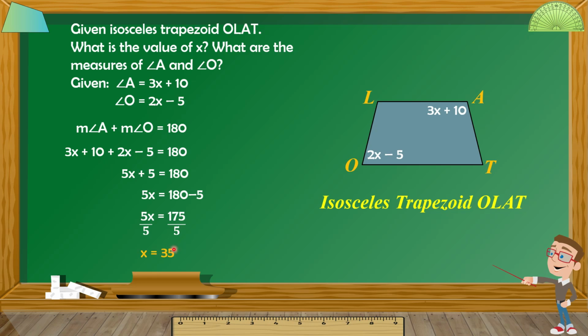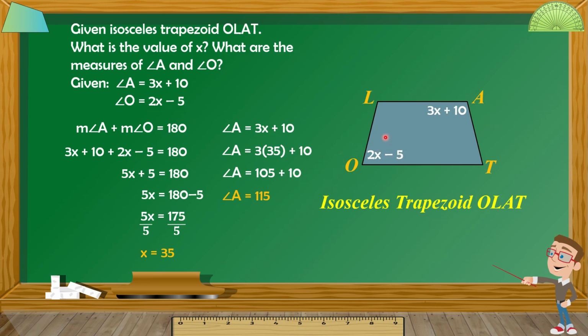Tapos, pinapahanap din dito yung measure ni angle A and angle O. Okay? So, gagawin lang natin is, kukunin lang natin yung expression na naka-assign kay angle A or kay angle O, and then, substitute lang natin tong nakuha nating value ng x. So, palitan lang natin si x ng 35. So, we have 3 times 35 plus 10. And 3 times 35, that is 105. And 105 plus 10, that is 115. So, yung measure angle A natin dito, it measures 115 degrees.